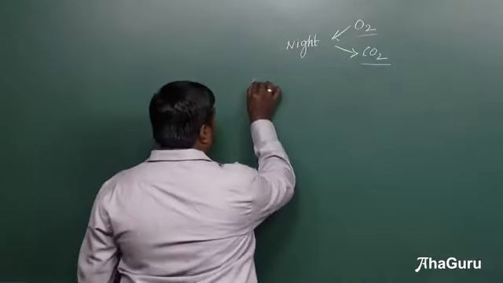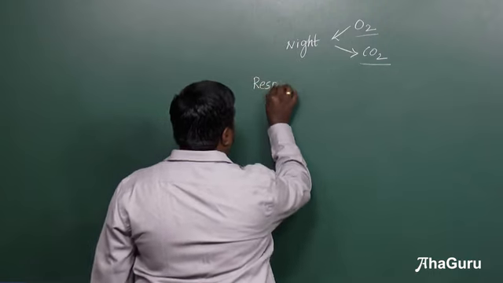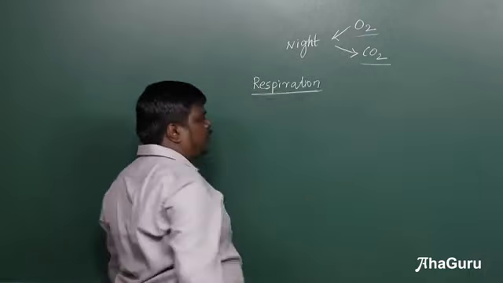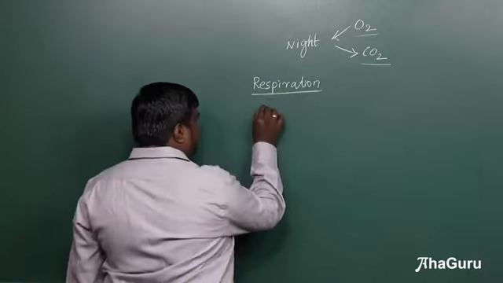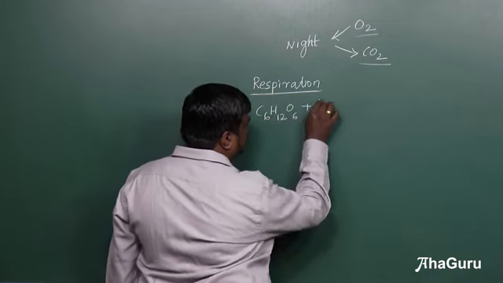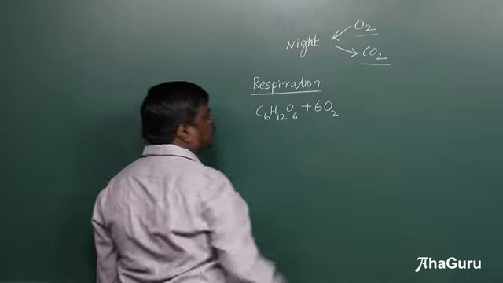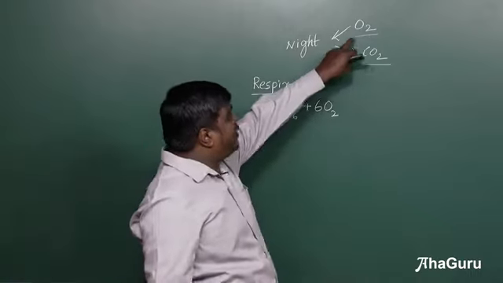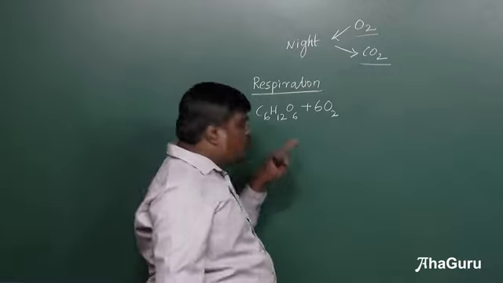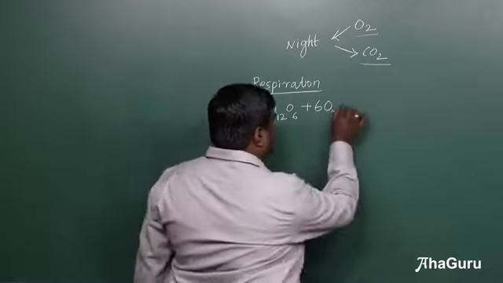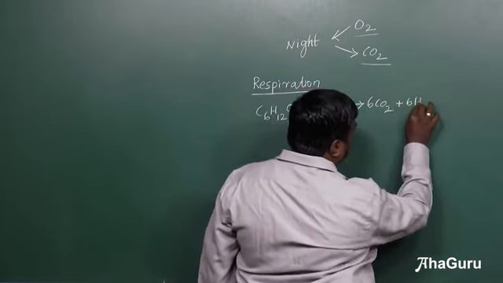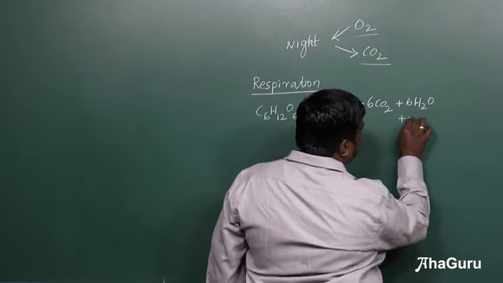So during respiration in plants, the glucose molecule, C6H12O6, is combined with 6 molecules of oxygen. Here you can see that the oxygen absorbed by the plant is added to the glucose molecule to produce 6 molecules of carbon dioxide plus 6 molecules of water plus energy.